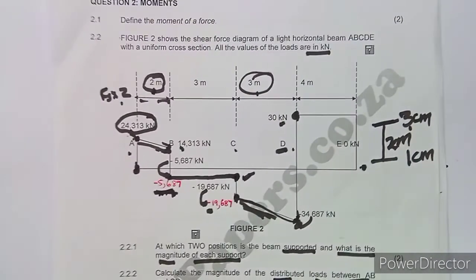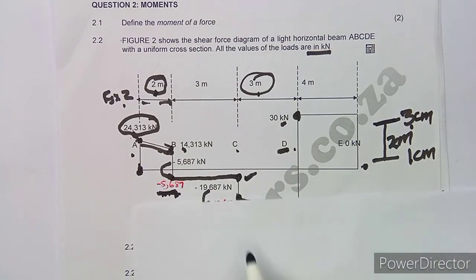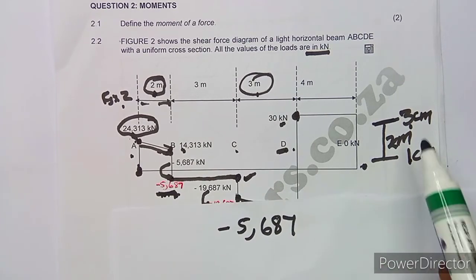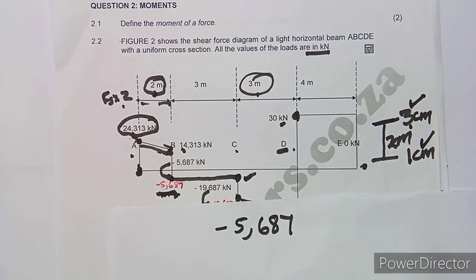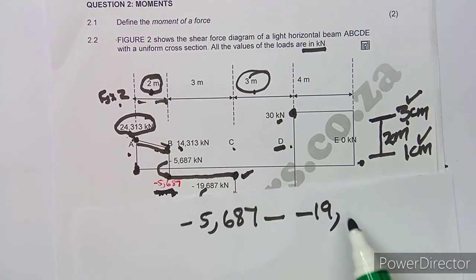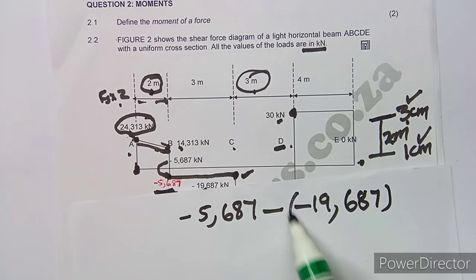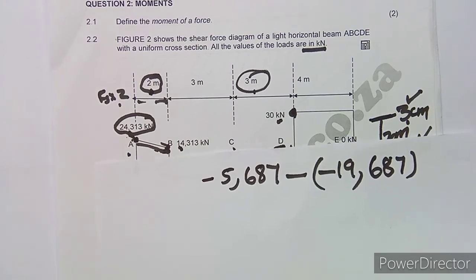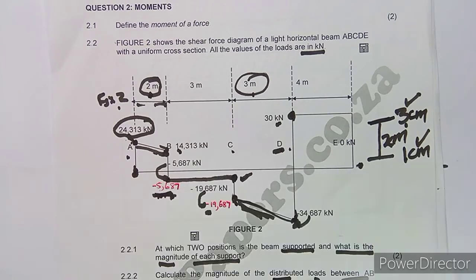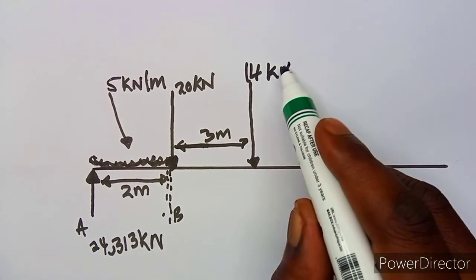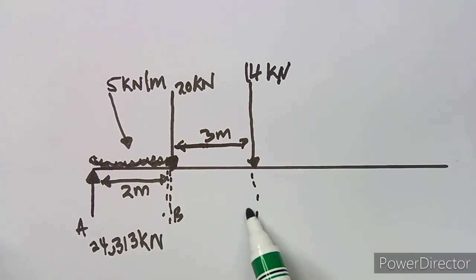Okay, so it's like this. Let me write it. It's minus 5,687, just like what we did, the maximum value minus the minimum value, which is minus 19,687. You won't go wrong once you do this. Maximum value minus the minimum value. So in this case you're going to obtain 14. If you do this properly, you're going to obtain a 14, and it's facing downwards. That's 14 kilonewtons, and it's point C.